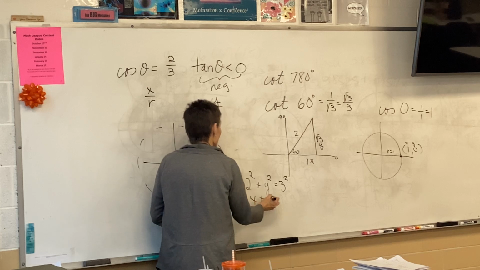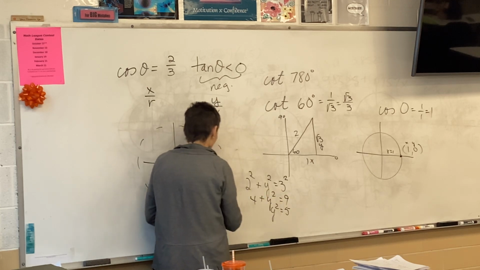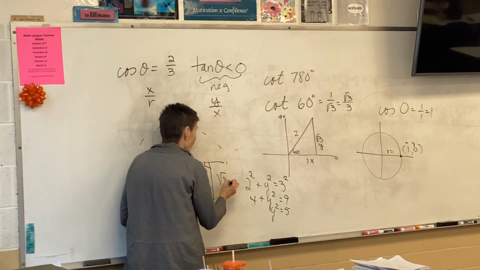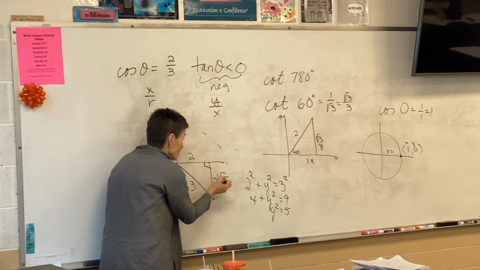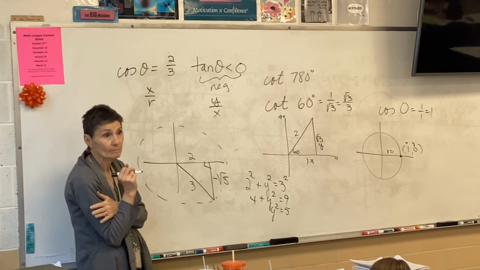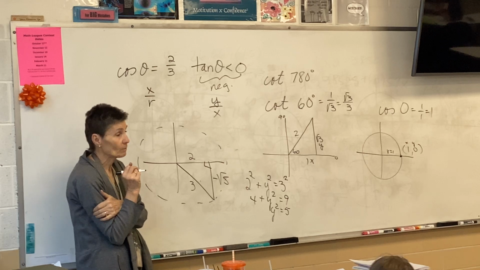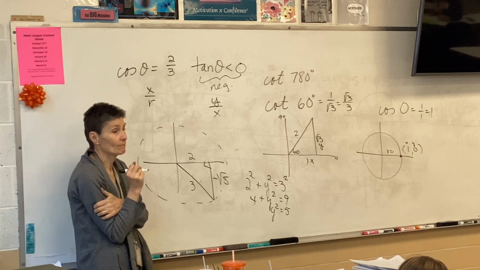So 4 plus y squared is 9. I think Jake's right, I think this is a root 5. But because of where I am, it has to be a negative root 5. Remember, if you're not in quadrant 1, something's negative. And it's never the hypotenuse.